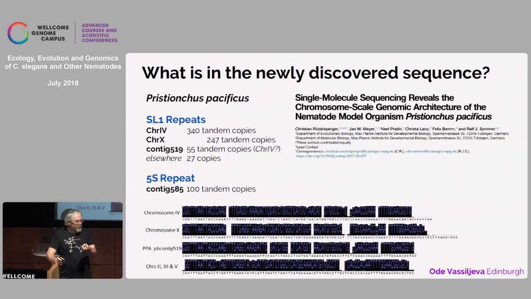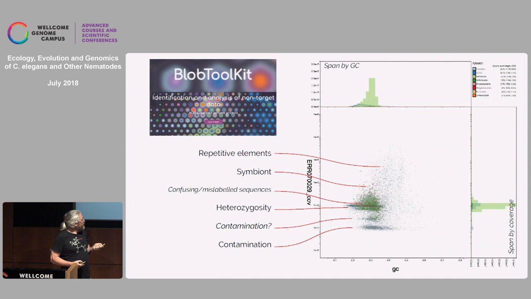I mentioned cleaning assemblies up. This is our blobtoolkit, which is a way of cleaning assemblies. This is a particular assembly. This is the nematode bit, colored green here. This one was heterozygous, so you can see there's a band of contigs here, which are all one particular coverage, a band of contigs here, which are approximately half that coverage. This is the nematode. These are repeats in that nematode genome.